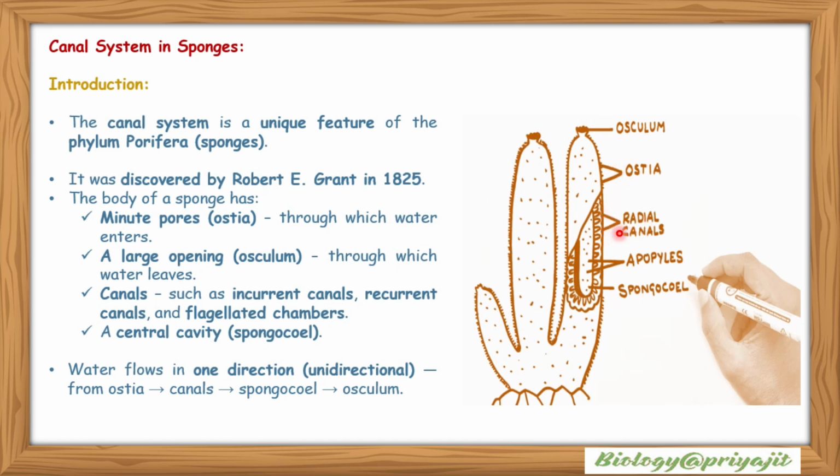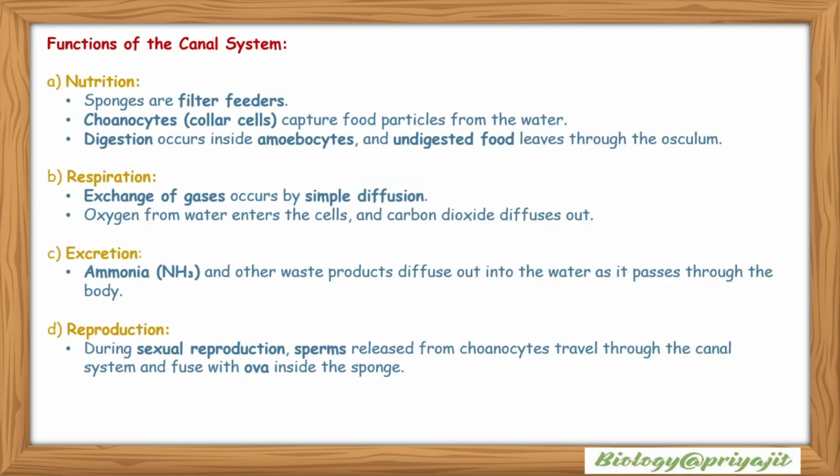There are many canals, like the radial canal, incurrent canal, and flagellated chambers. And there is a central cavity, known as spongocoel. So water flows in one specific direction, that is unidirectional flow, from ostia to canals to spongocoel, and finally it moves out through the osculum.